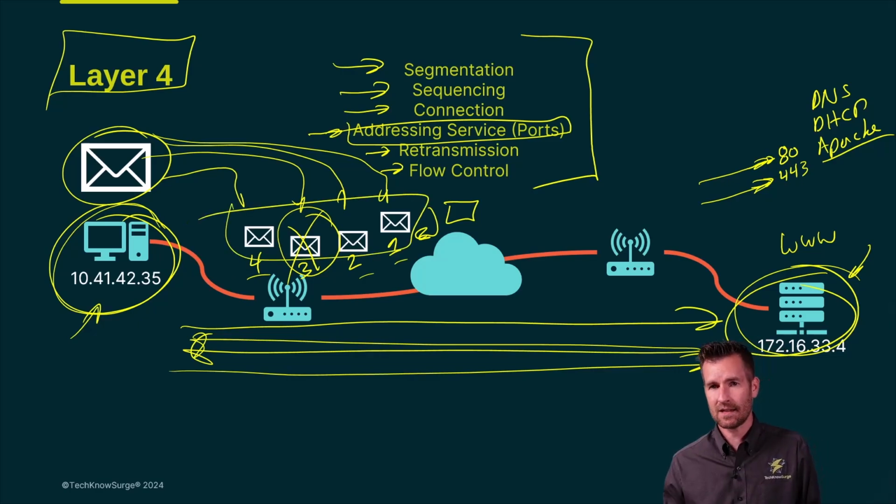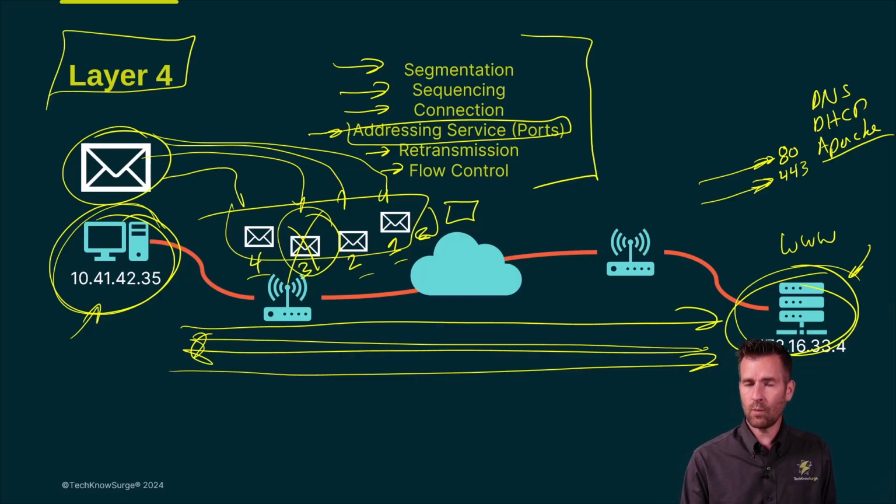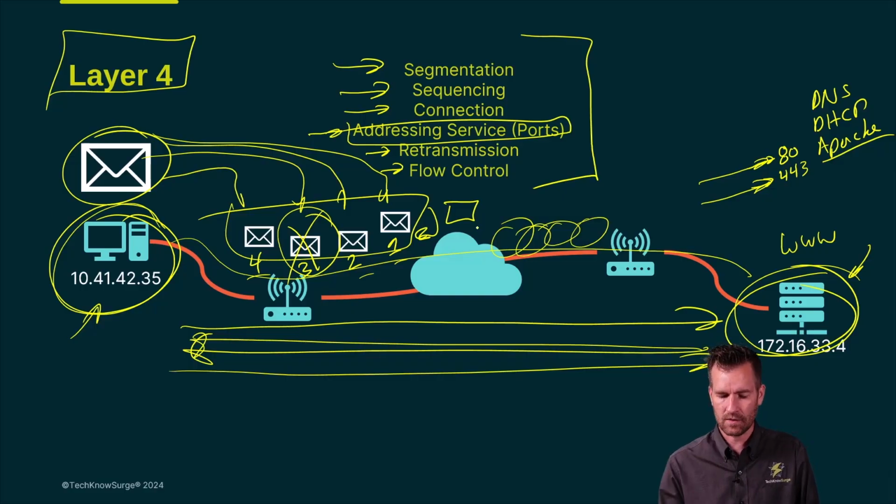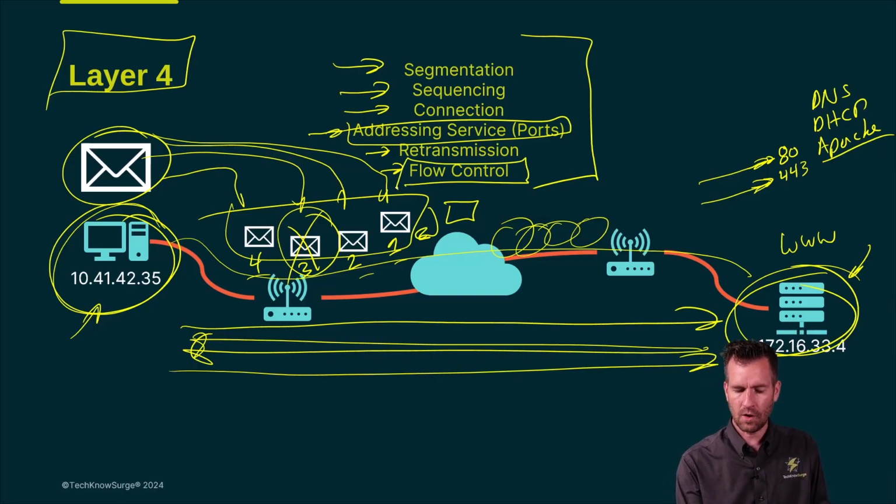Send another group of packets over and then wait for acknowledgement. So it will wait for those acknowledgements, and if it doesn't receive an acknowledgement, then it will wait a little bit longer. So therefore, you don't get all this buildup, all this congestion. It just doesn't keep sending things over. So it's responsible for flow control.